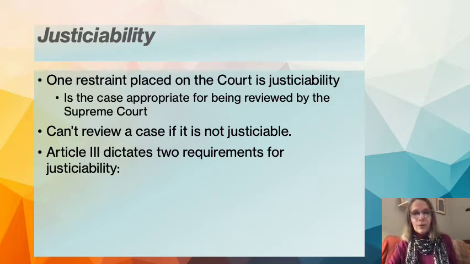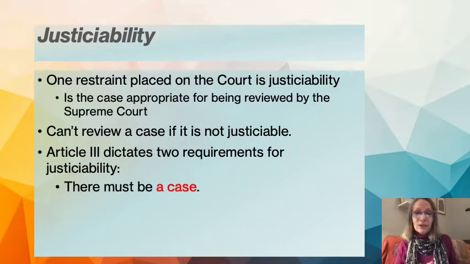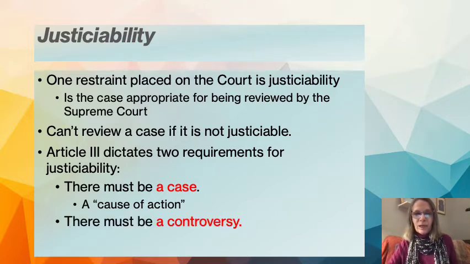Another thing that Article 3 tells us is that there are justiciability requirements beyond that the case must deal with a federal issue. One thing that Article 3 says is that there must actually be a case for the Supreme Court to hear it, to review the case. In other words, something must have happened, there must be some action that took place that needs some sort of oversight or some sort of review. So there has to be a cause of action. There must be a case.